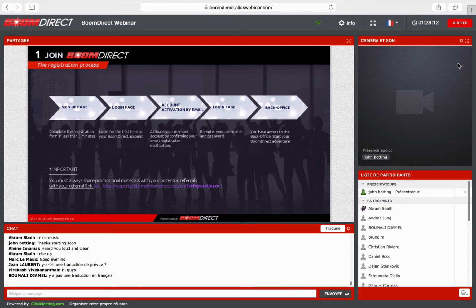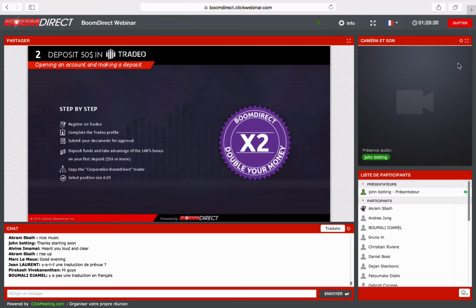Okay, so when you actually sign up, you go onto the sign up page, you will then go through the login page. You will then have to activate your account. You'll get an email that will tell you that you need to activate your account, which you then do. Back to your login page, and that will give you access to your back office.